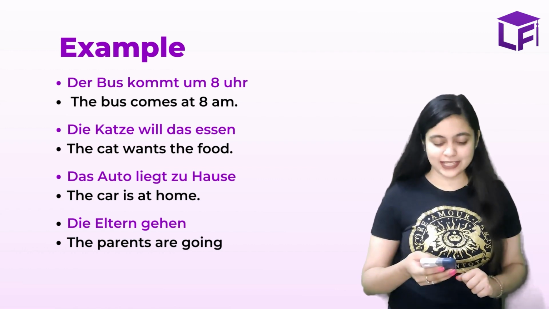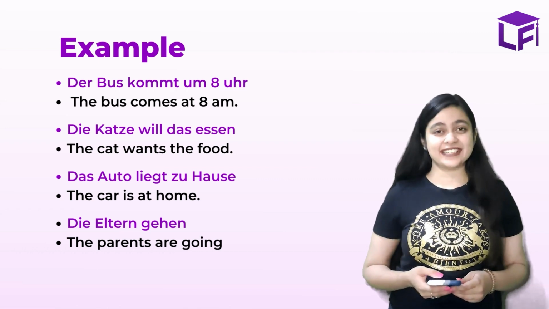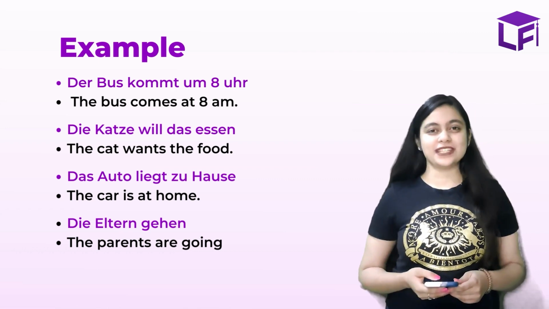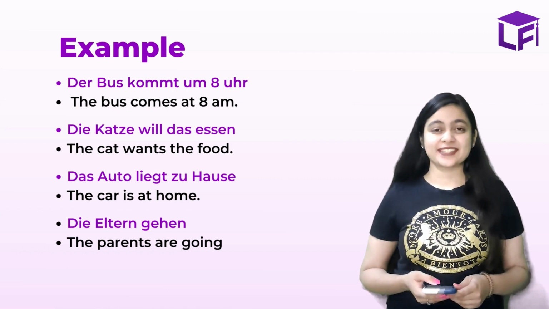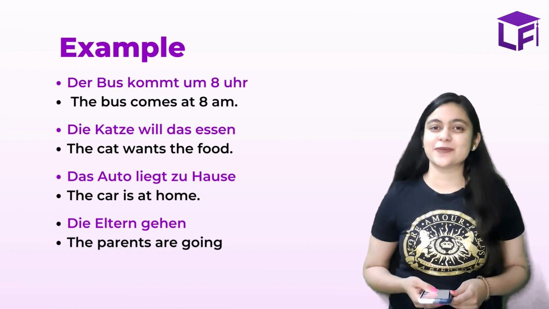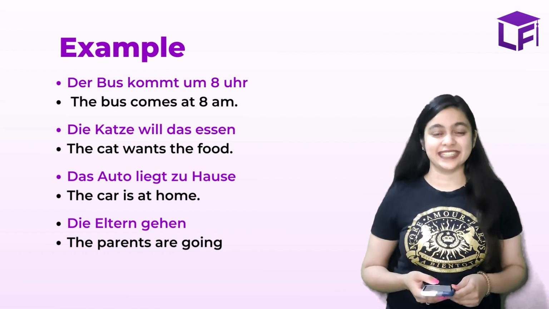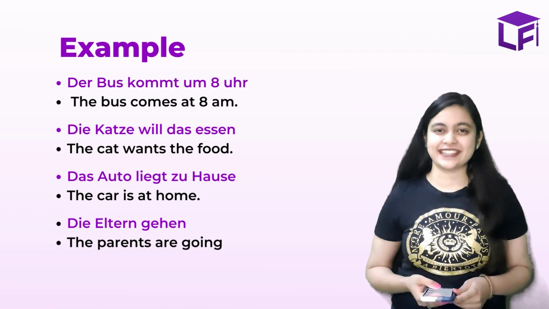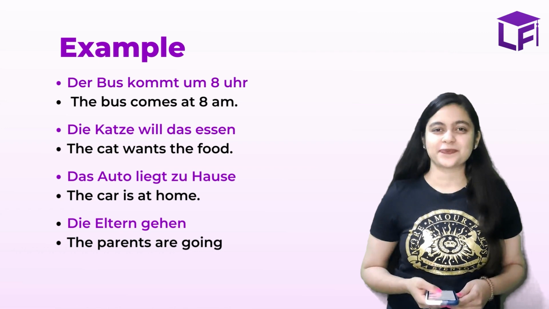Another example for you guys is Die Eltern gehen. Die Eltern gehen, which means the parents are going. The parents are going. So, the nominative of this will be what? Die Eltern, which is plural die. Die Eltern gehen. Oh, great guys. We've come a long way now.